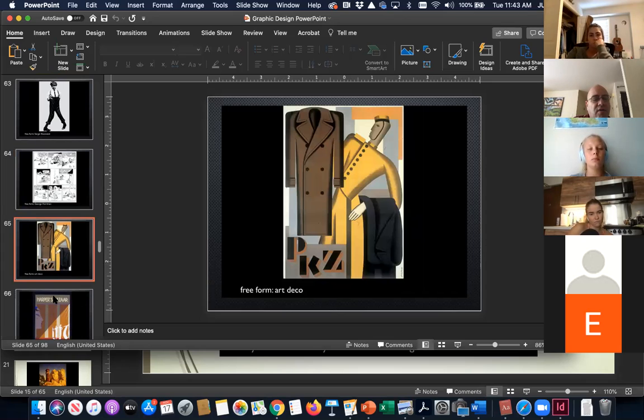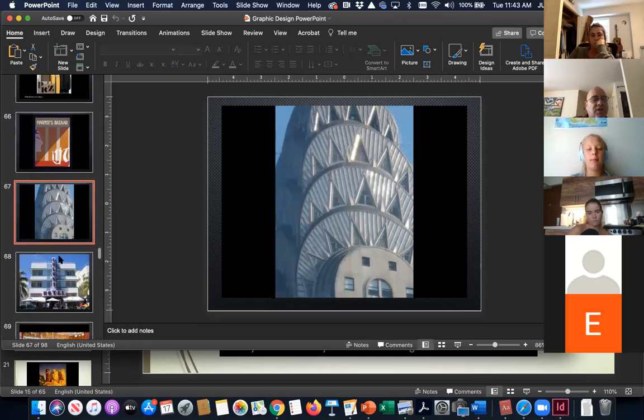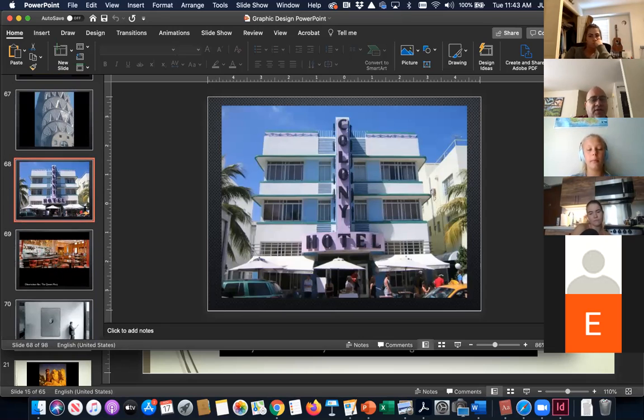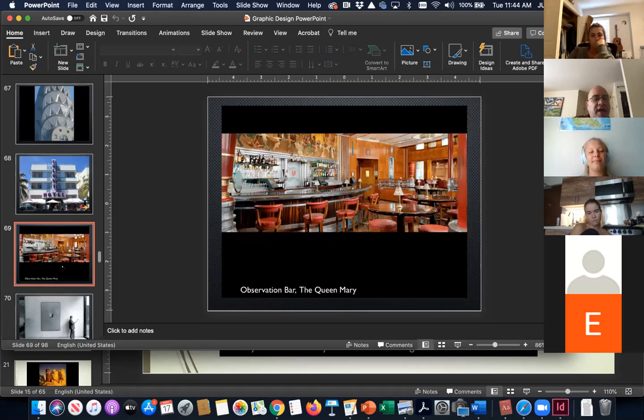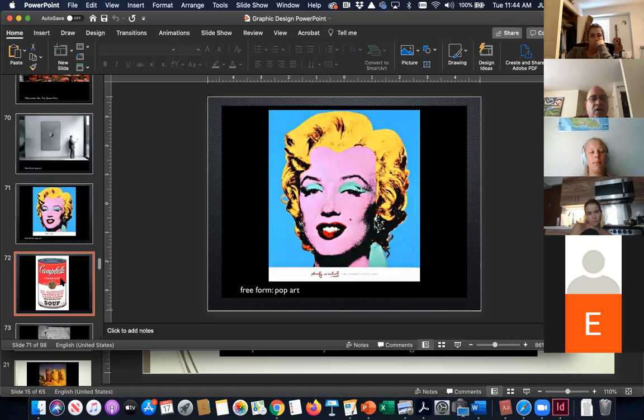That's Art Deco. This is another example of Art Deco where they're being influenced by Egyptian motifs. You see Art Deco all over Miami, right? If you guys have been to South Beach in Miami and around there, it's a huge center of Art Deco architecture. And then you get into the later decades when you get into pop art, like Andy Warhol.